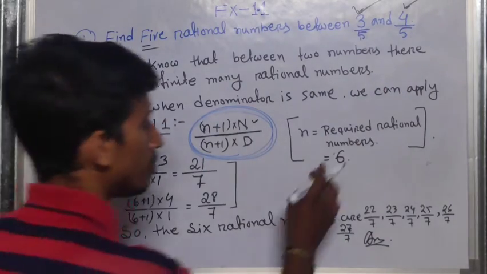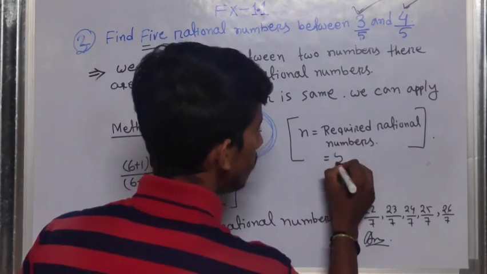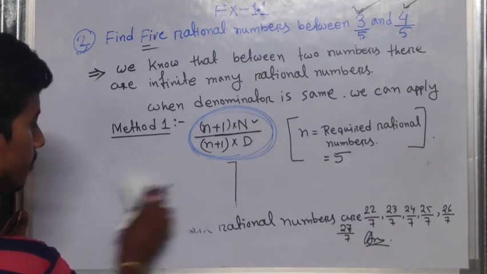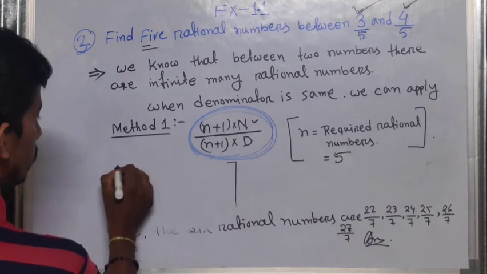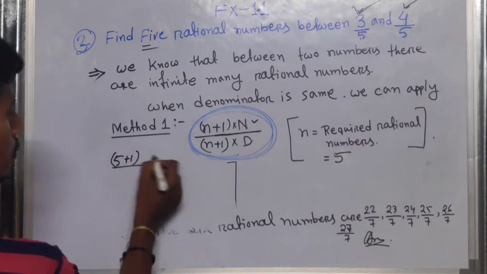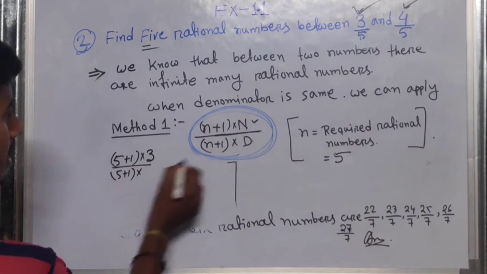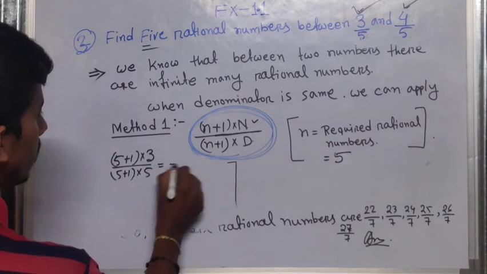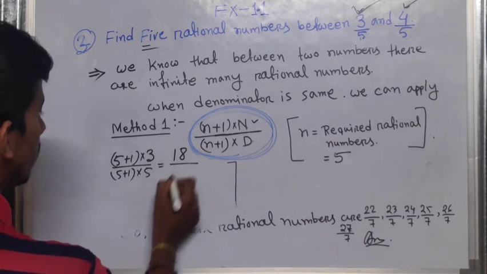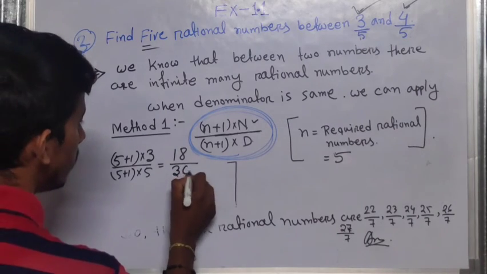But here, how many required rational numbers? The number of required rational numbers is 5. Now here is a little bit of change. Now n plus 1, so total required rational numbers 5. 5 plus 1 into numerator, what is it now? 3, same. Now 5 plus 1 into denominator 5. You see 5 plus 1 is 6. 6 3s are 18. And 5 plus 1 into 5, then 5 6s are 30.